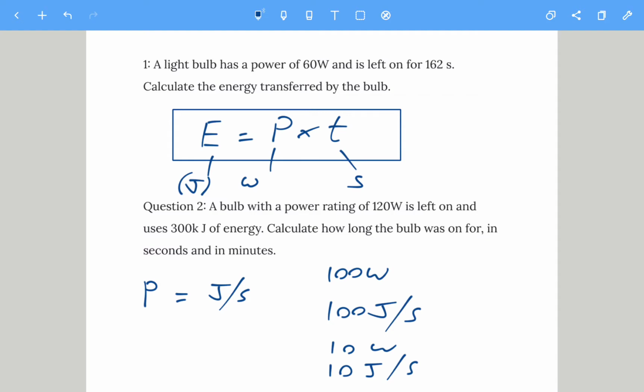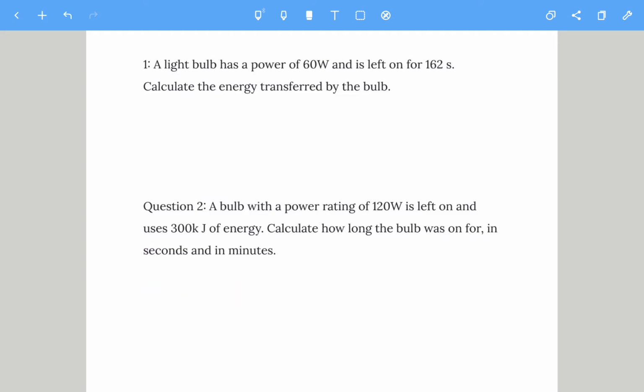Right, so what I want you to do now is to have a go at question 1 and 2. I'll get rid of this so you can make it clearer, and then I'll take you through the answers. Remember to pause at any point if you need to write anything down. Alright, let's go through these questions then.